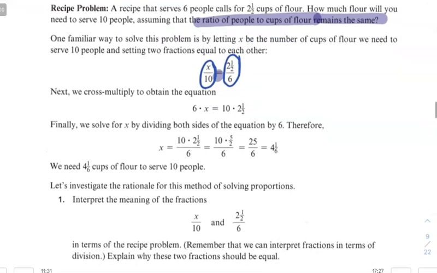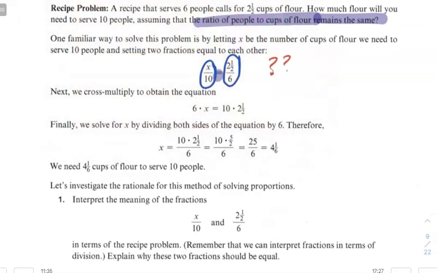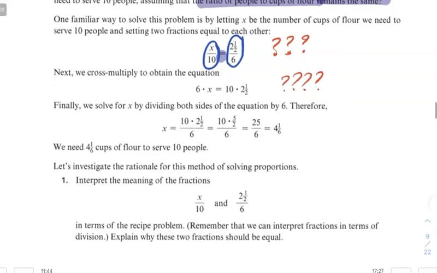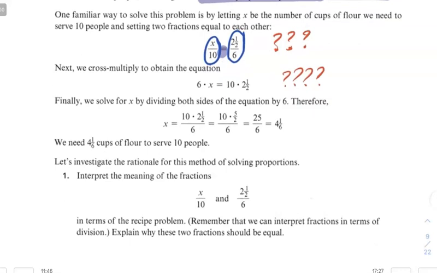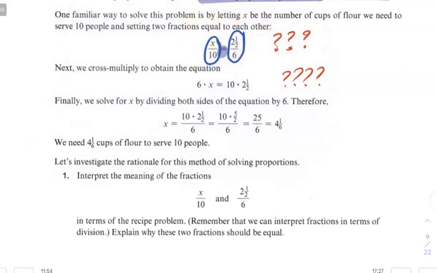Okay. So the question here is, why does this happen? And more importantly, why does that happen? All right, so let's see if we can make sense of those. So what is the meaning of the fractions x to 10, or x over 10? And what we can say is we can either interpret it as a unit ratio, or we can interpret it as a multiplier, just like we did before.